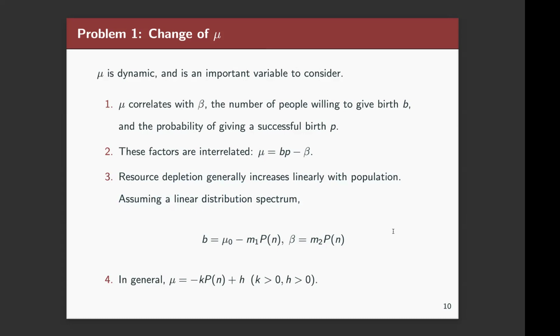If we combine all these linear approximations and merge the factors like M1 and M2 together, we see that the general form is going to be mu equals negative k times large P plus another constant h. And of course, k is larger than 0 because we have to indicate that mu is decreasing as the population increases.